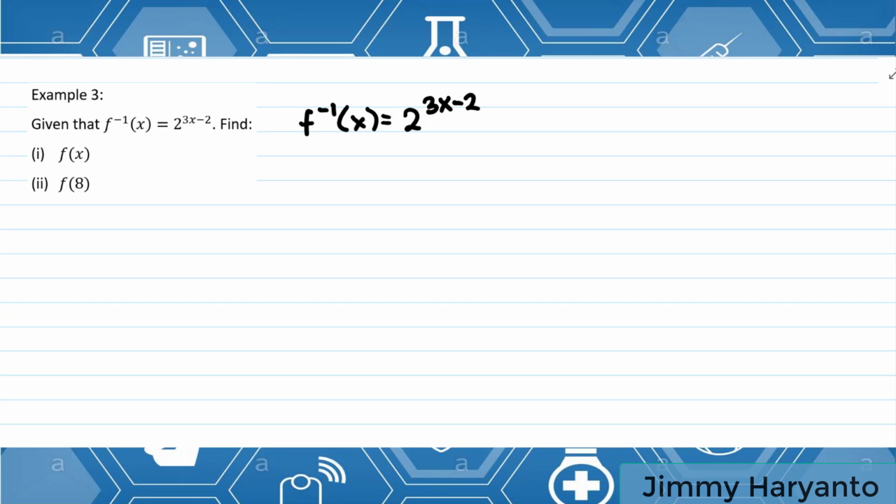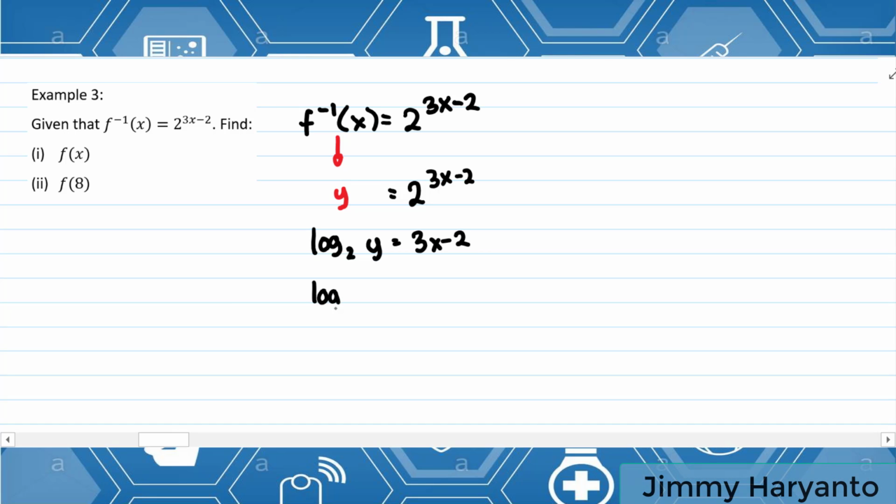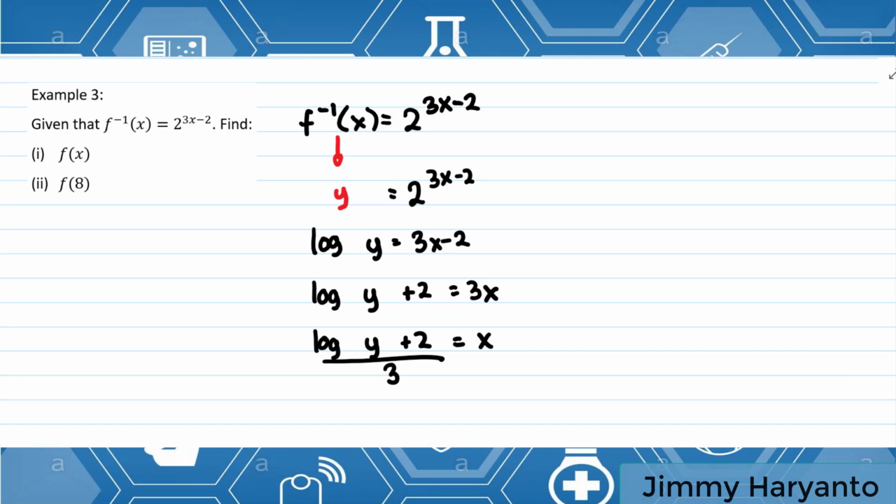Okay, follow the steps. First, you have to change this one into y equals 2 to the power of 3x minus 2, and then we have to make it into x equals. We have to use logarithm this time. Logarithm says log base 2 of y equals 3x minus 2, and then move the 2, it will be plus 2 equals 3x, and then x will be (log base 2 of y plus 2) over 3. Yeah, if you are not familiar with this form of logarithm, you can also write it like this, with the base 2 written small. Yeah, it's the same.